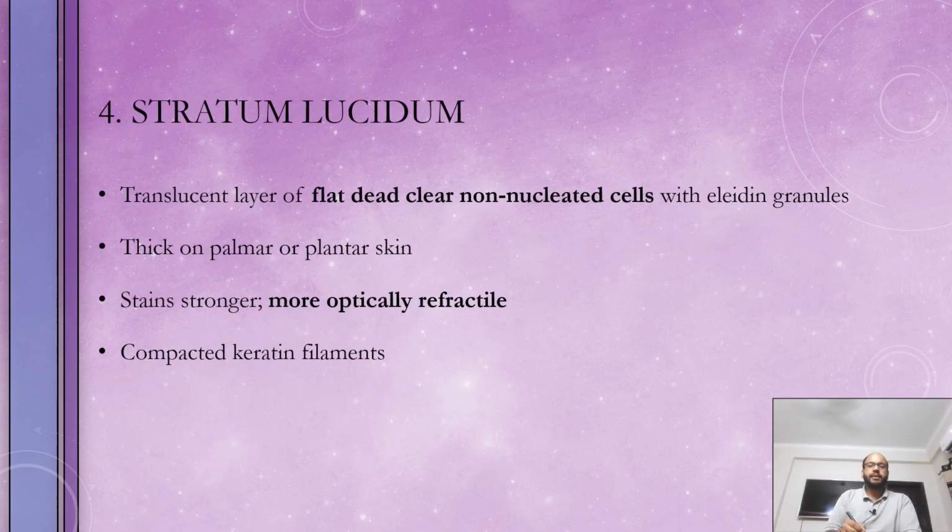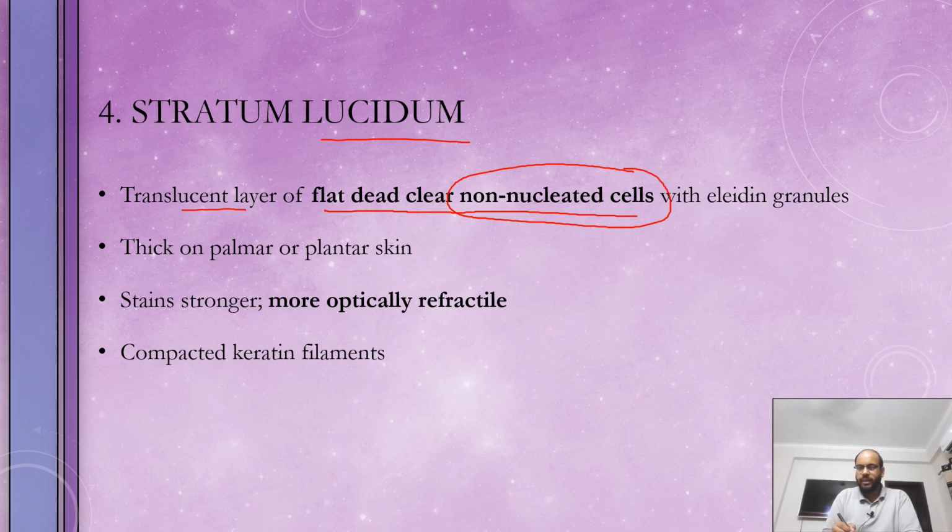The fourth layer from bottom up is stratum lucidum. The stratum lucidum is a translucent layer of flat, dead, clear, non-nucleated cells. So remember, in stratum lucidum, the cells have lost their nucleus. Okay, so they are flat, dead, clear, non-nucleated cells. Stratum lucidum is thick on palmoplantar skin. Now remember, wherever the skin will be thicker, the thickness of its individual layer will also be more.